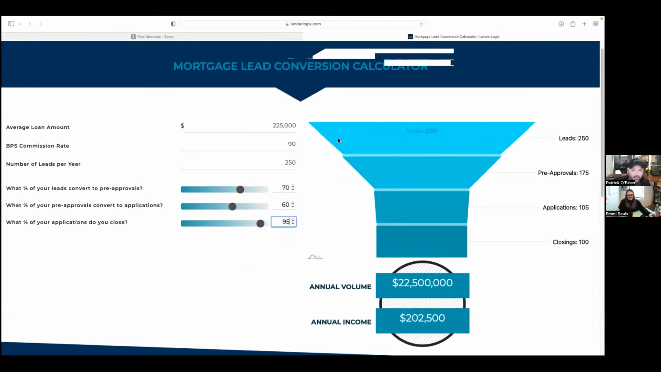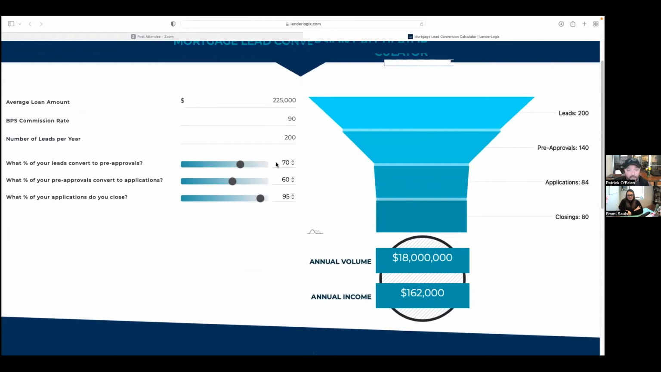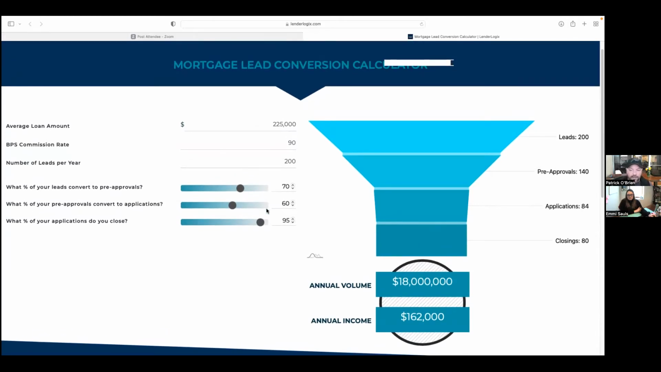So we can look at these metrics along the funnel and just play with it. Like, what happens if next year we only get 200 leads because the market's going down? What are the things we can improve in order to make sure that we make the same amount of money on smaller volume? There's things we can do at each of these stages of the pipeline to increase the likelihood that it moves further down that funnel.